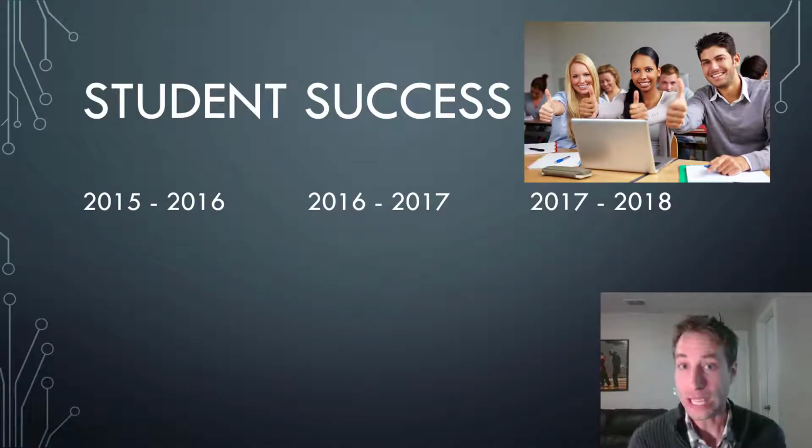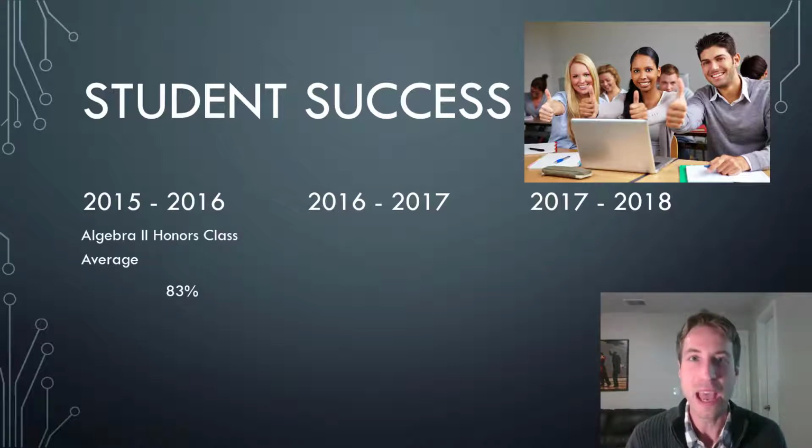For the last 3 years here, because I don't have data for 2019, we haven't finished that school year yet, but here on this slide, in 2015 and 2016, my class average for Algebra 2 was an 83%, which is a very decent average for an Algebra 2 class. It's a difficult course, and an 83% is a low B.